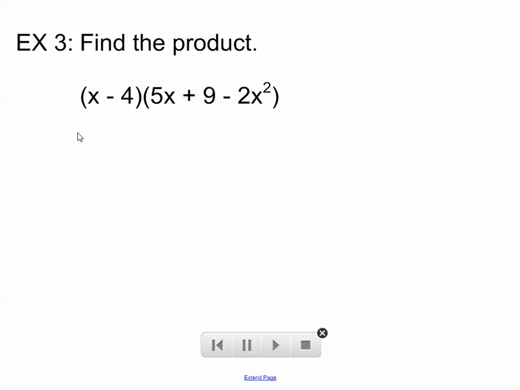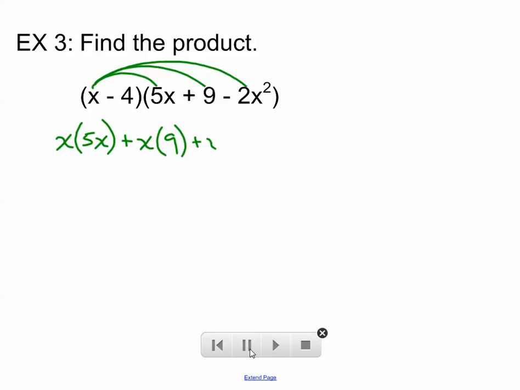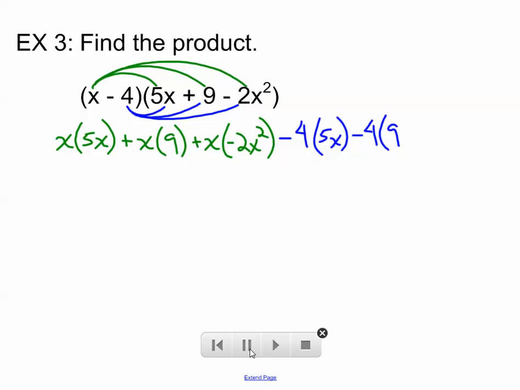This one looks a little bit different because it's a binomial times a trinomial, but the process remains the same. We're still going to distribute x, and we're still going to distribute negative 4. Here we go. X times 5x, x times 9, and x times negative 2x squared. Negative 4 times 5x, negative 4 times 9, and negative 4 times negative 2x squared.